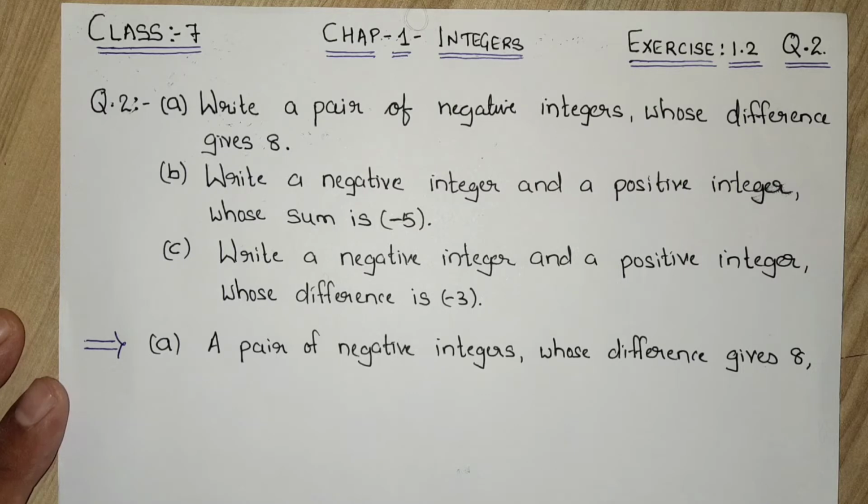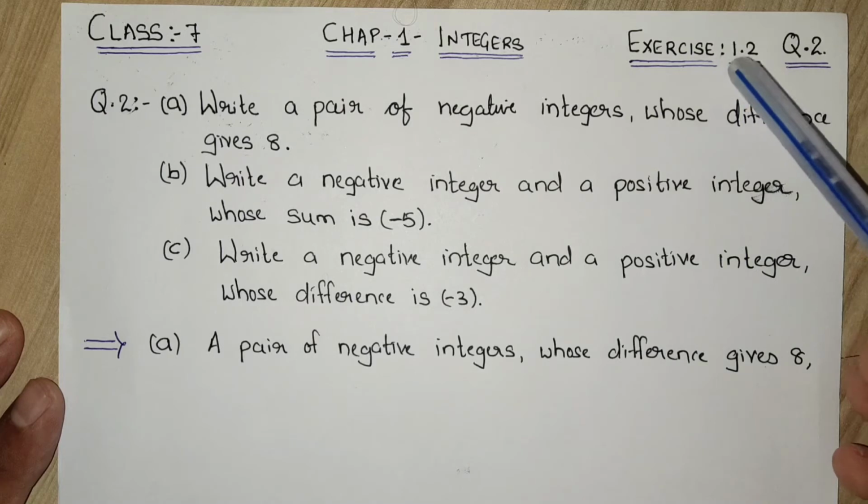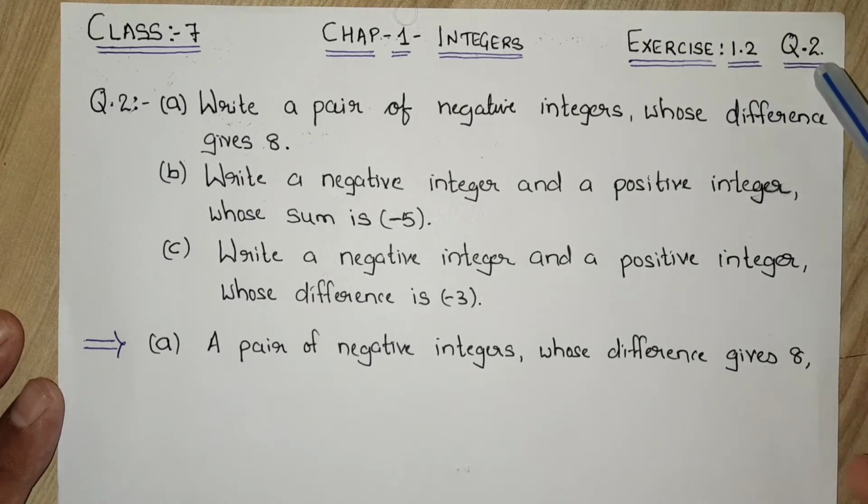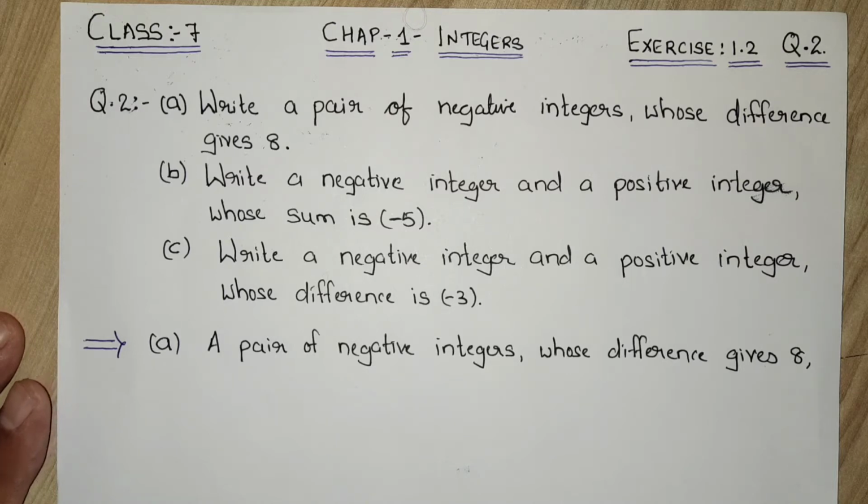Welcome back with the new lecture of class 7 chapter 1 integers. Students, we are in exercise 1.2 question number 2. Question number 2 has 3 parts A, B and C. Each of them we will solve one by one. Let us first take part A.